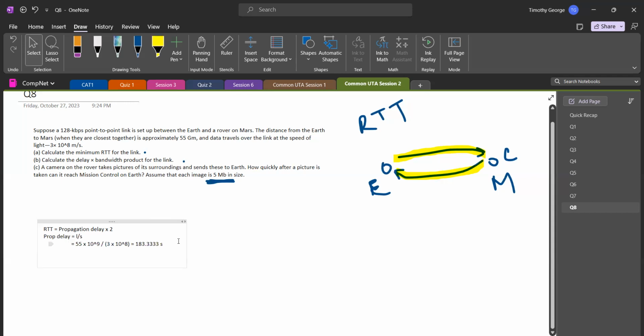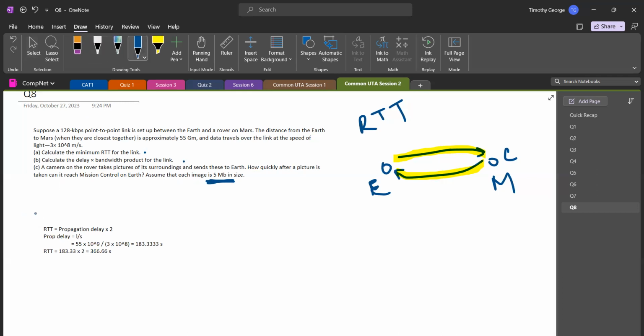So what will RTT be? Simply you don't have to do anything. Just multiply this twice. So 183.33 times 2 seconds. That's it. That's your answer. 366. So that was part A, RTT calculation. If we just need to find the propagation delay, you can quickly solve RTT type questions.